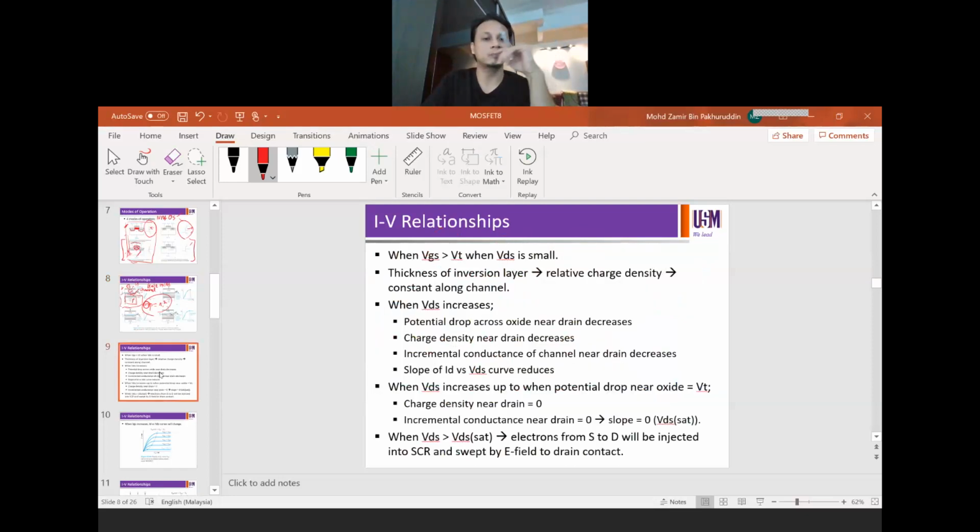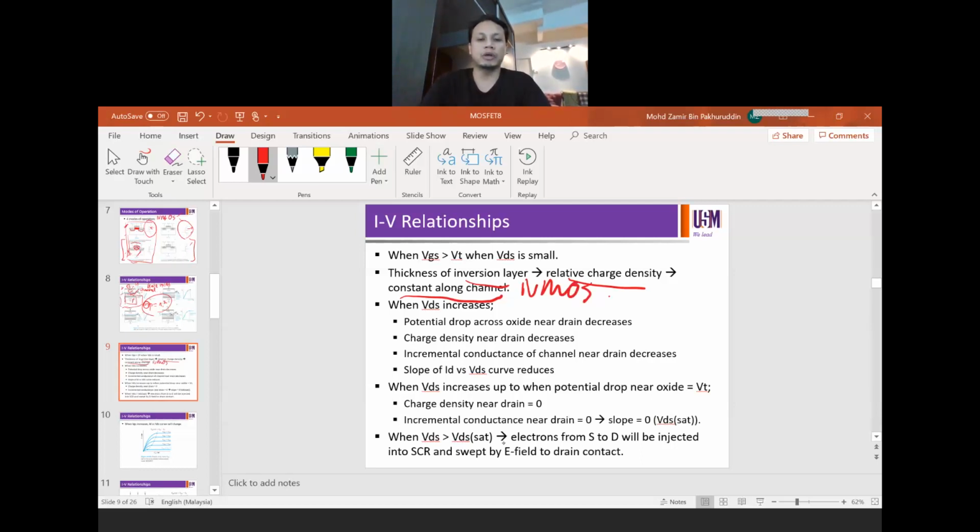Yes, okay, good. So this is the whole operation, and then how do you trigger it? You can read here: when VGS is more than VT, where VT is the threshold voltage, and VDS is small, what's going to happen? A thickness of the inversion layer, or the channel, will be created. Relative charge density accumulates, and then you form a channel under the oxide. Just now we talked about NMOS, so this is N channel formation.